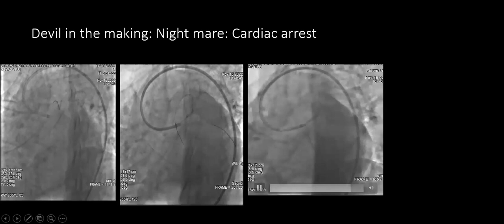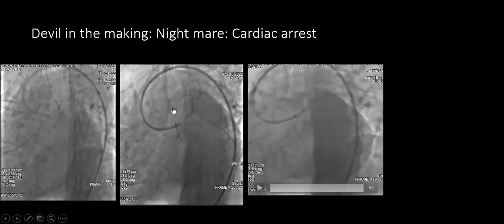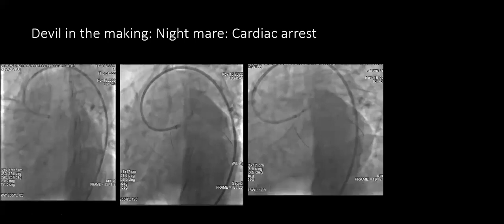So I thought I will put 2 stents. In the middle LAD, it was a 3.5 mm stent, and a 4 into 12 mm stent was implanted.